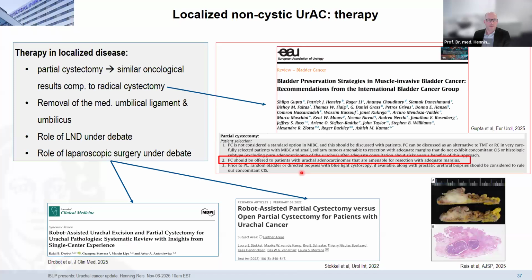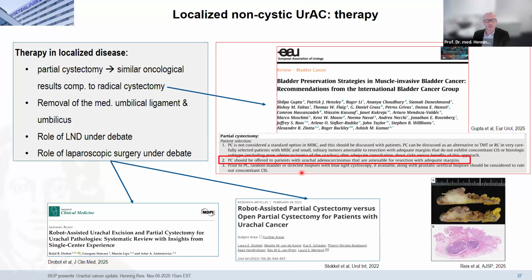Coming to localized therapy. It has been the standard for some years now to perform partial cystectomy in urachal adenocarcinoma, because some studies have shown it has the same or similar oncological results compared to complete or radical cystectomy. And of course, the quality of life is way better when just a part of the urinary bladder is removed. So there is a lot of literature, especially also from MD Anderson Cancer Center some years ago.